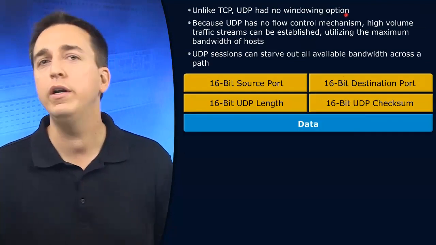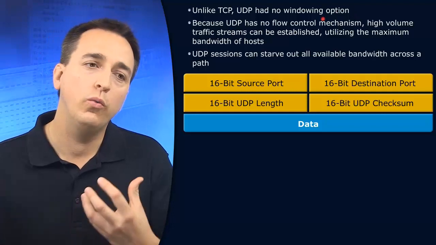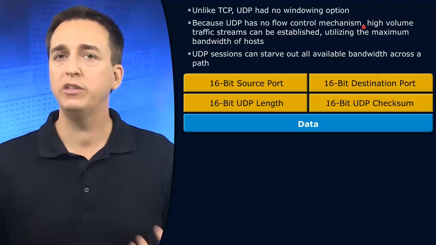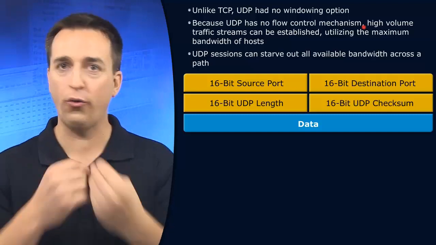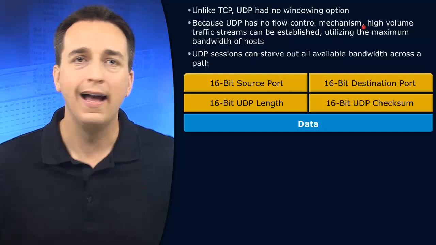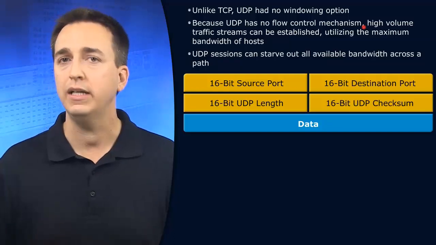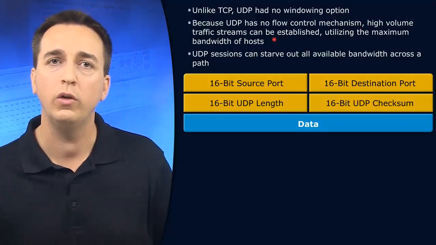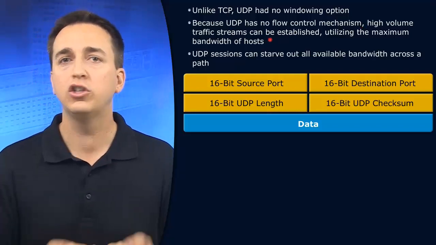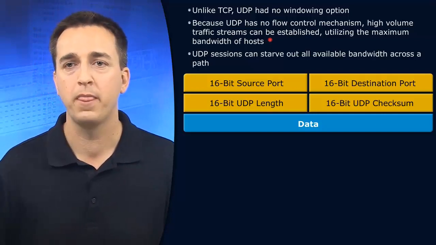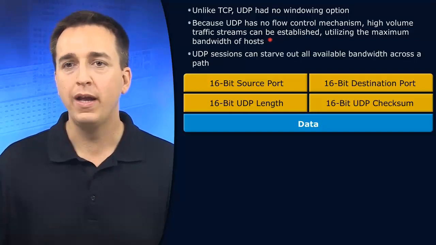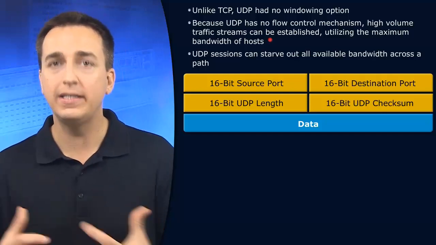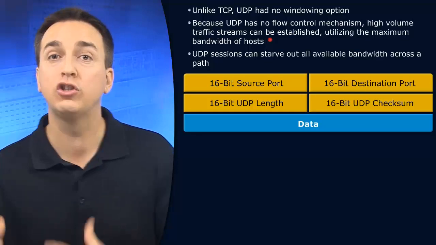There is no windowing option, as we said. So with no windowing option means there's no flow control mechanisms. So as a result, what does UDP do? It just simply transmits as much as it can. It's high volume traffic streams that are being established here. What can that do to the end host? Well, it can starve out those end hosts. Starve out what? Starve out their resources. That end host may not be able to handle that high volume traffic that's being sent to it or that it has to respond to.